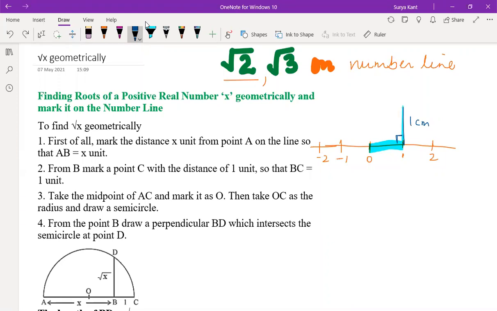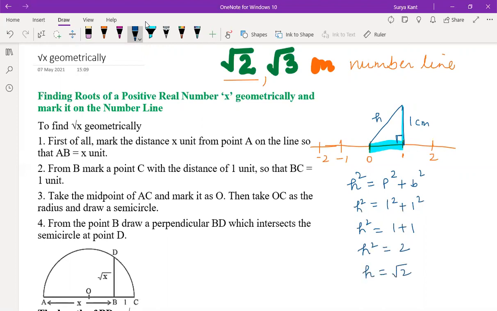You know Pythagoras theorem, children? All of you know Pythagoras theorem? Root 2? Yes, sir, root 2. See, this is your hypotenuse, and hypotenuse squared is nothing but the sum of squares of the other two sides, okay? So we can write here 1 square plus 1 square, that is 1 plus 1. So h square is nothing but 2, and h is equal to root of 2. So this part is nothing but root 2.